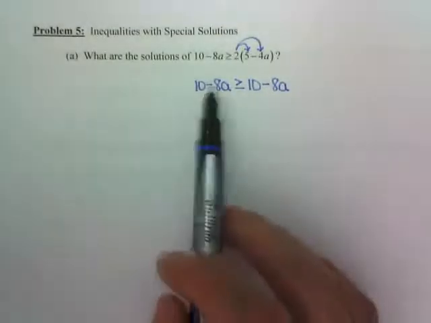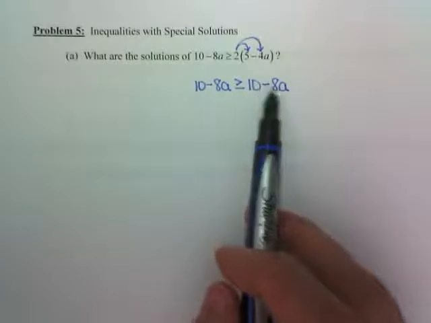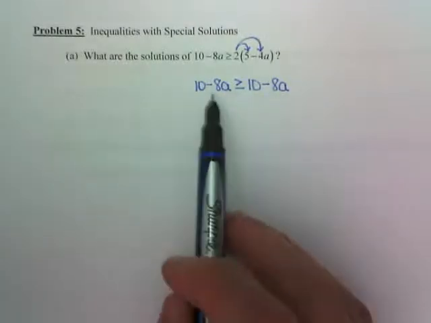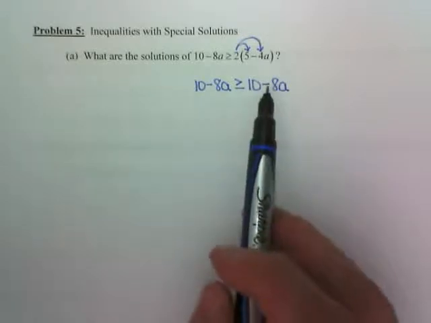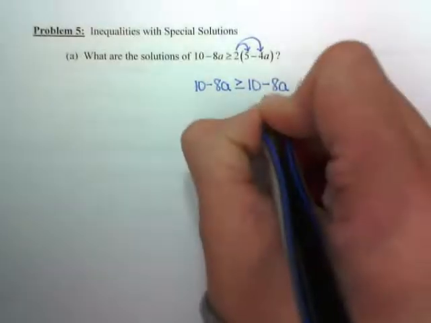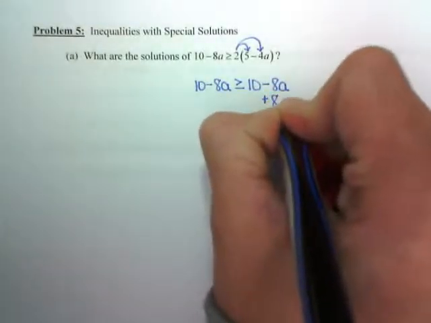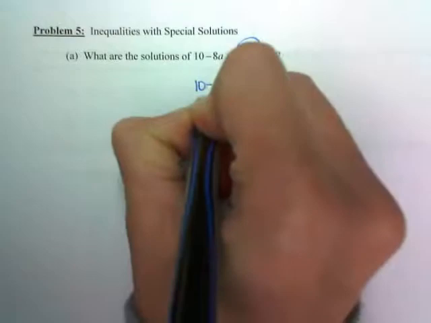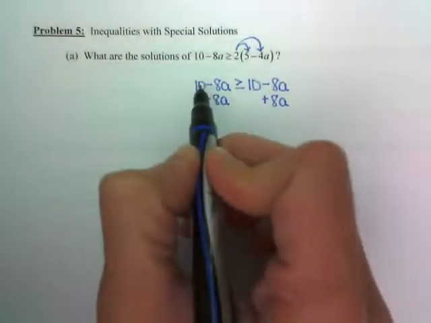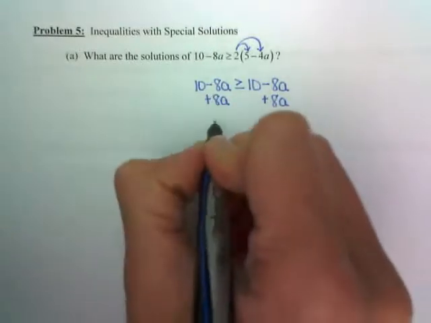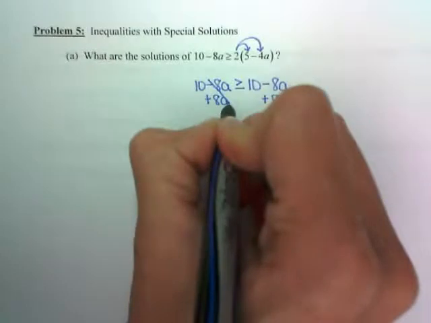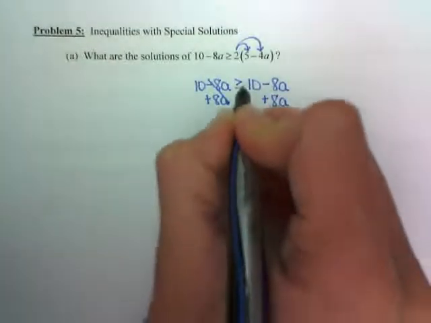Now, normally I say move the smaller to the larger. Well, if you notice, this is a negative 8a, this is a negative 8a. They're exactly the same, so it doesn't really matter where you start. What's the inverse of a negative 8a? That's a positive 8a, so plus 8a. So let's see what happens. Got my 10. Negative 8a plus 8a is 0. So all I have is 10 over there.